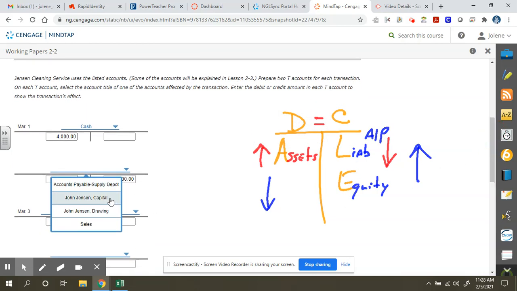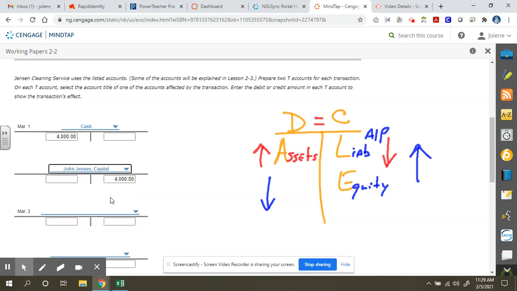Capital. That's what we call the account, the owner's capital. So John Jensen is the owner of this company, Jensen Cleaning. And he just put $4,000 into his own business, which will eventually be paid back to him as the owner.